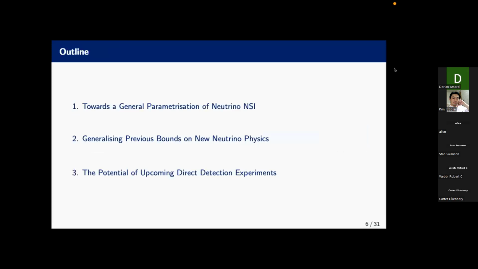The way that we're going to go through all of this is we'll first introduce a general parameterization of neutrino non-standard interactions, one that we've developed to cater for interactions with protons, neutrons, and electrons. We'll then go into seeing how these bounds evolve within this broader parameter space. And then we'll actually look at how direct detection experiments will be suited for neutrino NSI.